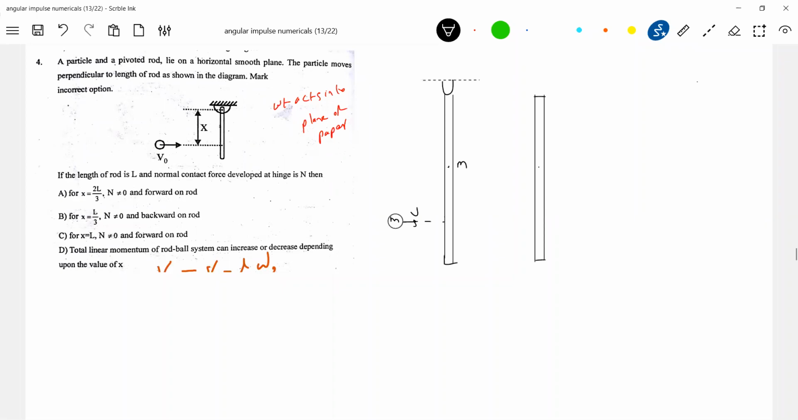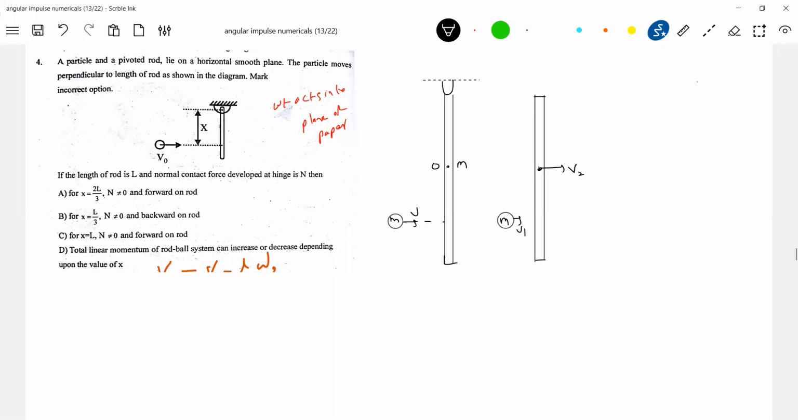Now the particle will come and collide. After collision, this will have velocity v1. This is the center of mass of the rod, no? Take O. Because of the impulse acting, it will acquire linear velocity and also angular velocity.